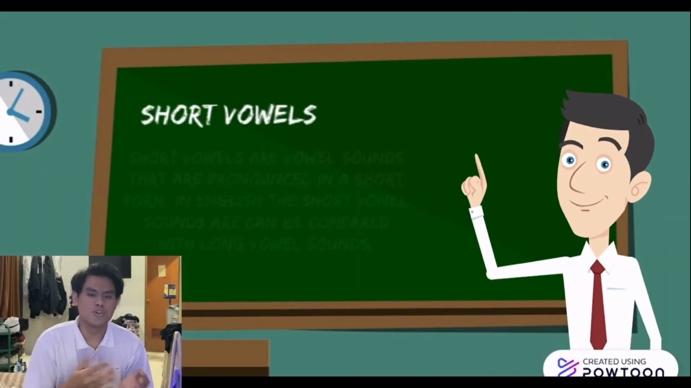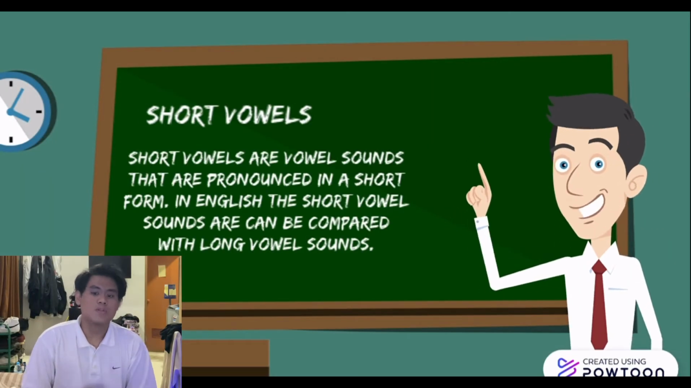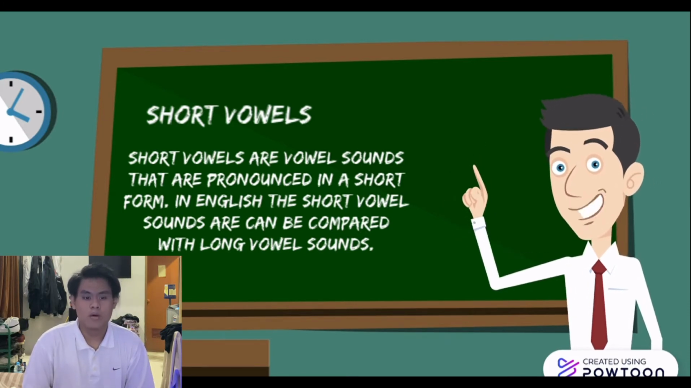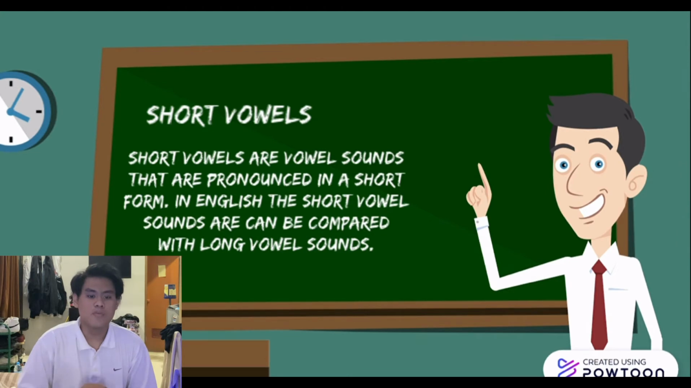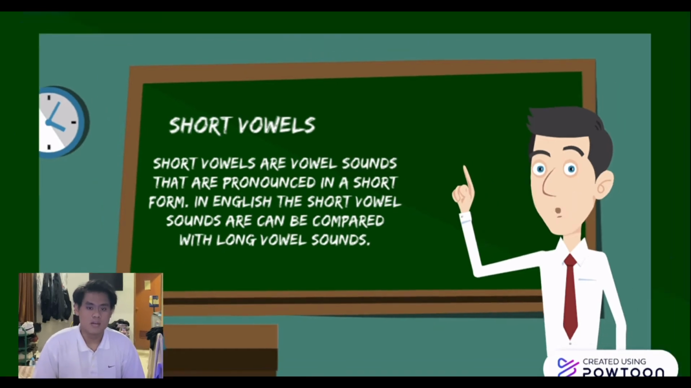Now talking about the short vowels. Short vowels are vowel sounds that are pronounced in a short form. But you need to know that the short form is not referring to the length of time the vowel sound is pronounced. It's merely a label. The term short vowels is used to refer to the sounds that most often correspond to the letters A, I, E, O, U when the vowel occurs individually between consonants.